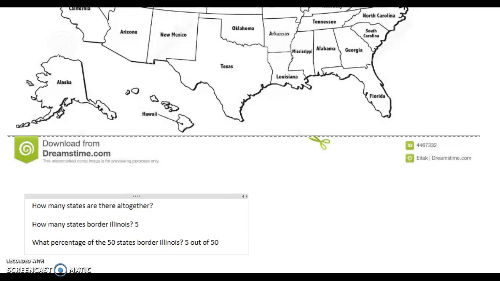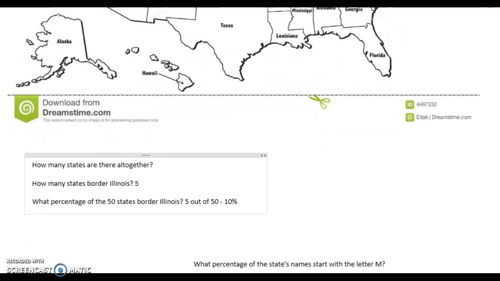But they want the percentage. Well, let's think this through, just kind of like we did in the warm-up up there. So 50 plus 50 would get me up to 100, which is what a percentage is out of 100. So 5 plus 5 would mean this is 10%. Excellent. So 10% of the states border Illinois.